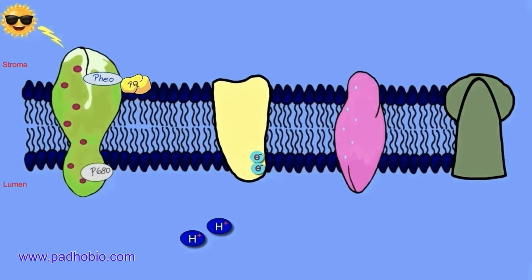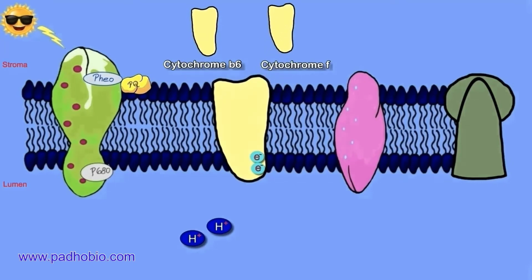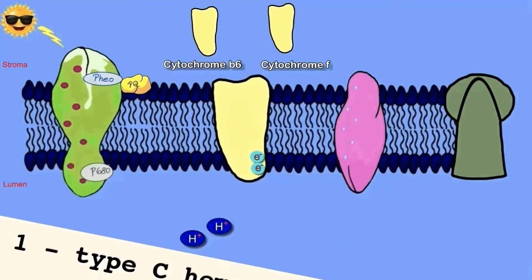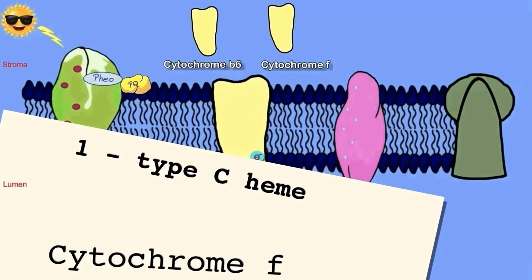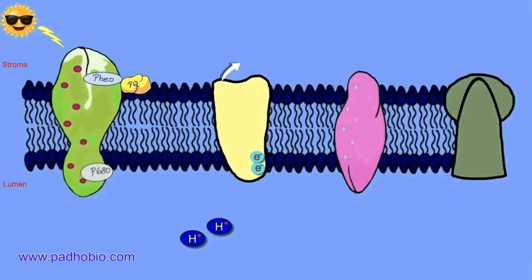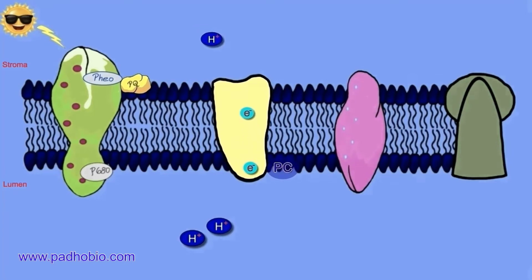Coming to cytochrome, cytochrome b6f is a complex of cytochrome b6 and cytochrome f embedded in the membrane. Cytochrome b6 has 2 type B heme while cytochrome f has 1 type C heme available. Also the cytochrome b6f complex contains 2 iron, 2 sulfur, 2 cysteine and 2 histidine as well. Here these two electrons are transferred one by one to plastocyanin, and for every transfer of an electron to plastocyanin, it also transfers one proton from the stroma to the lumen.